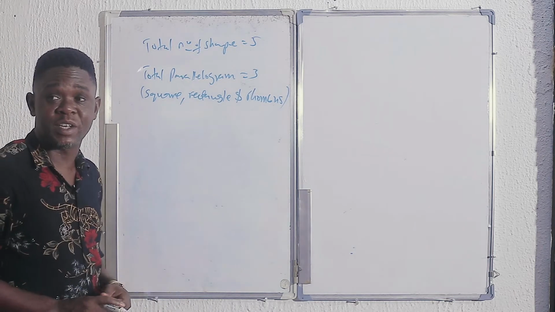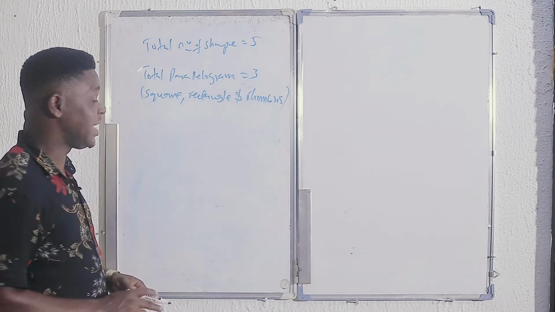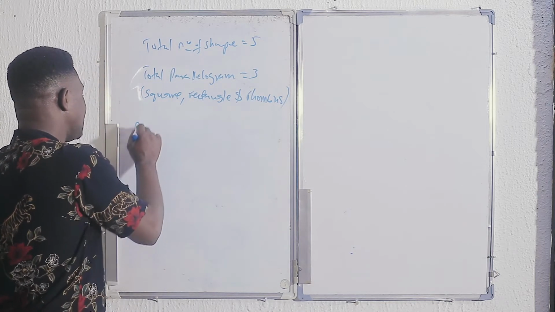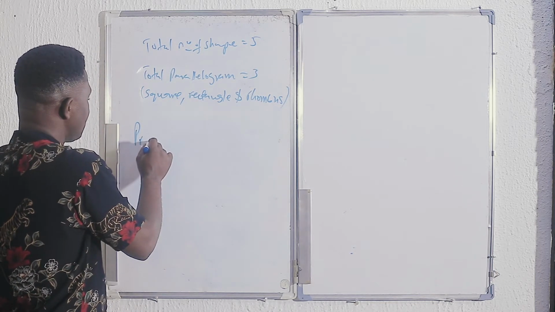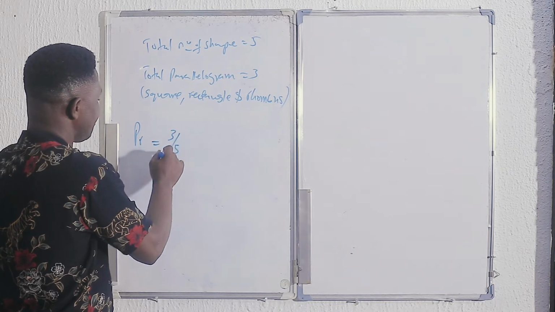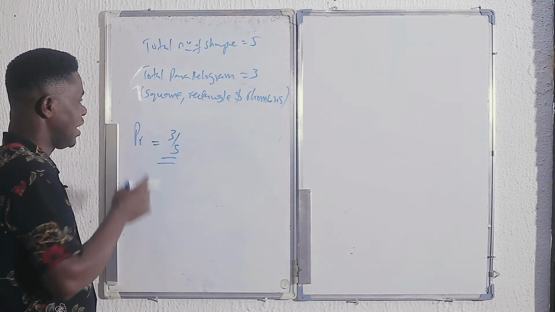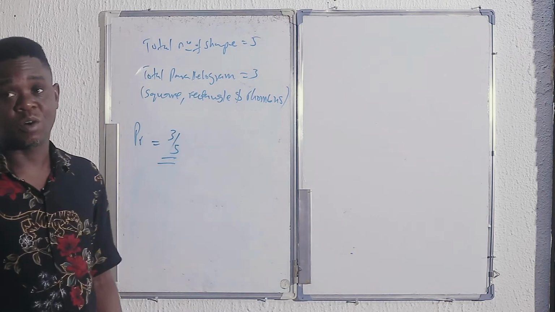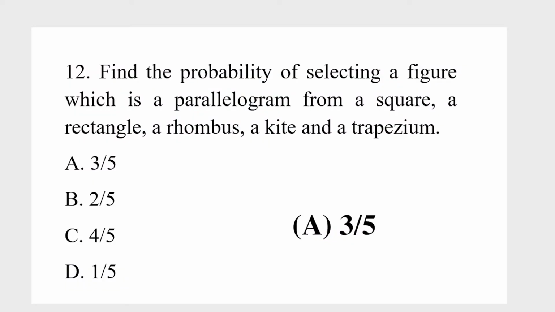So the question is, what is the probability of selecting a parallelogram? The probability of selecting a parallelogram will be 3/5 because the number of parallelograms there are 3. So your correct answer is A.